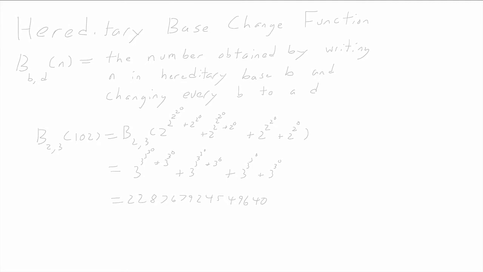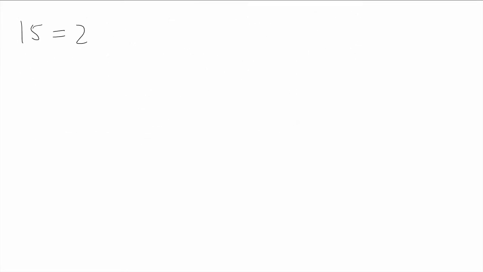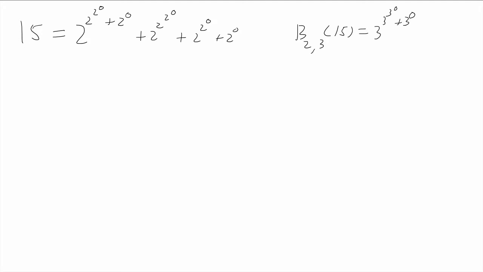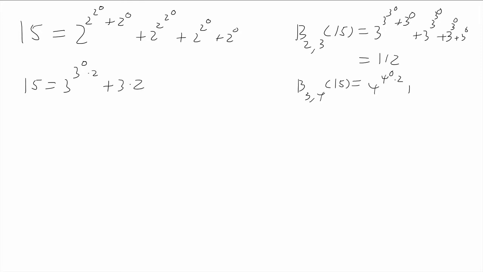For a smaller example, just start with 15. In hereditary base 2, 15 is 2 to the 2 to the 1 plus 2 to the 0, plus 2 to the 2 to the 1, plus 2 to the 2 to the 0, plus just 2 to the 0. So B23 of 15 is 3 to the 3 to the 1, plus 3 to the 0, etc. Every 2 becomes a 3, and then if you calculate that out, it's 112. On the other hand, in hereditary base 3, 15 is 3 to the 3 to the 0 times 2 plus 3 times 2. So B34 of 15 is only 24.